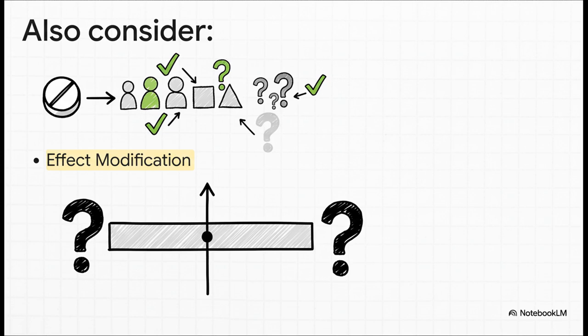But a deep interpretation goes even further. We also have to ask, does this effect hold true for everyone, or does it change in different subgroups of people? That's something called effect modification. And then you have to look at the confidence intervals. They reveal the true range of plausible effects and tell us just how much uncertainty we're really dealing with.